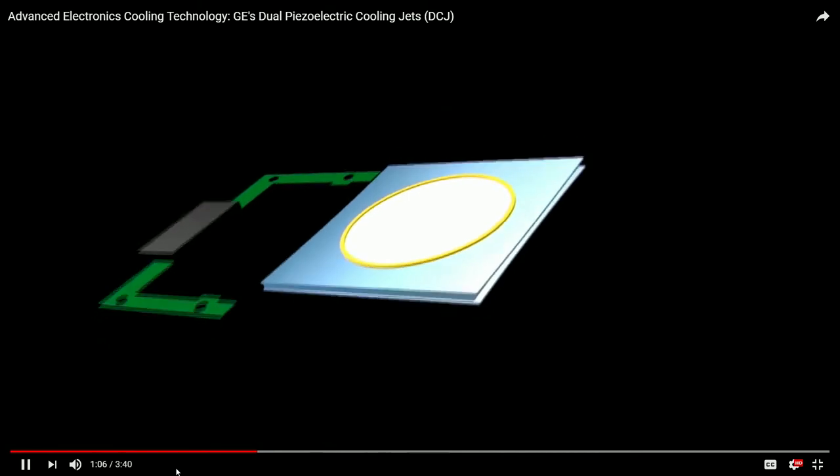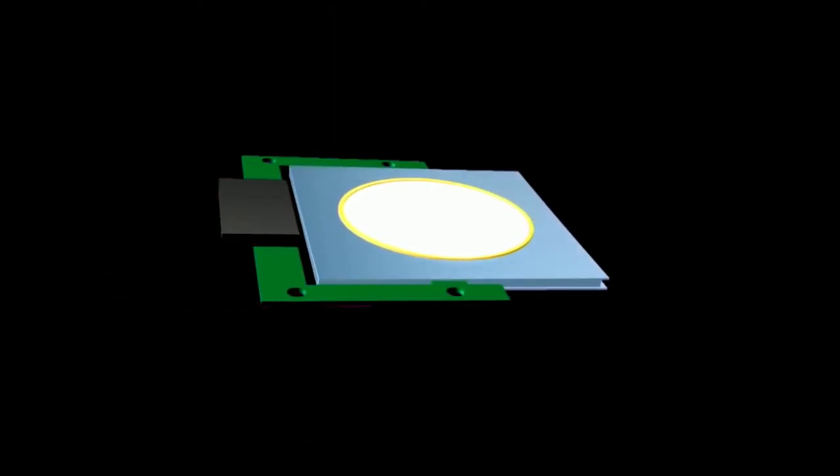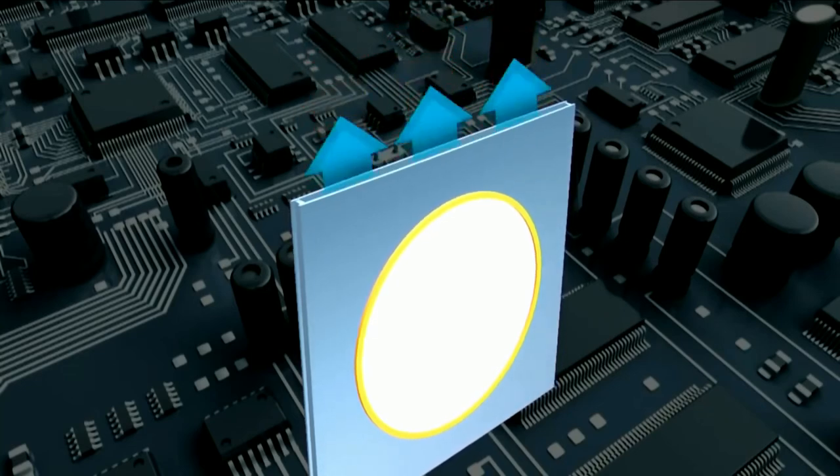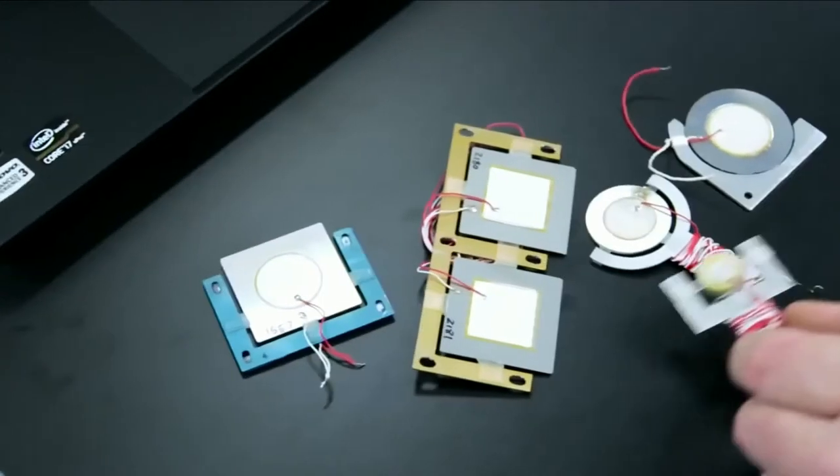A dual piezo cooling jet is two metal discs with piezo elements on either side of it. By actuating the piezo with an AC signal, the device can actually pump like a bellows pump. When you do that at a very high rate, say a couple hundred hertz, you get a very nice net airflow produced by this device, pulling in the air from the surroundings and expelling it at high velocity through the center. And there are different tricks you can do to make it smaller, larger.